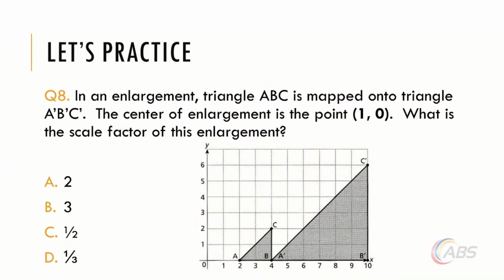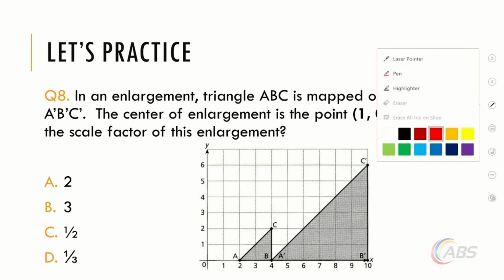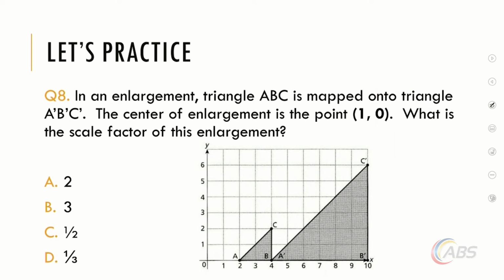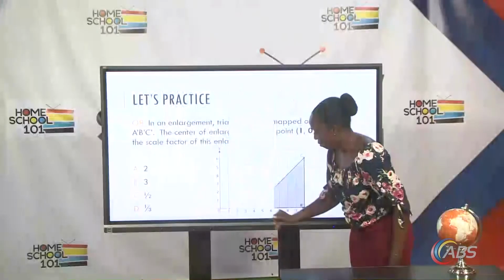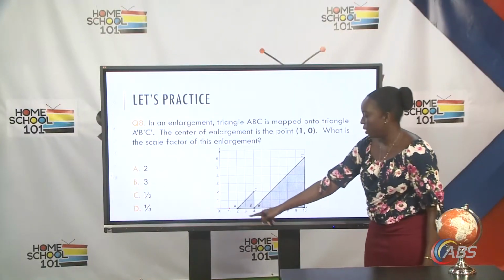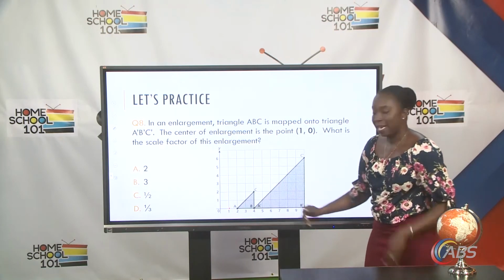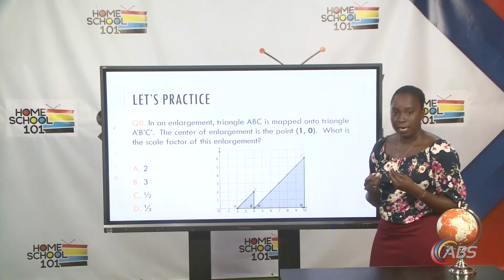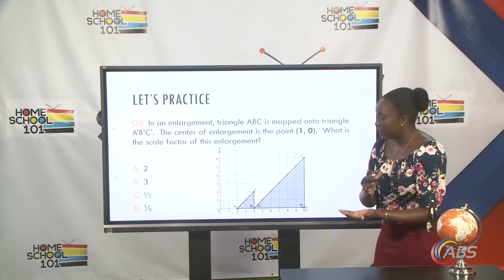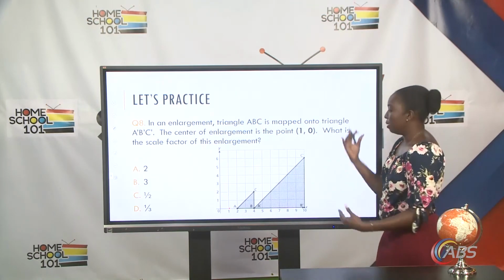So just remember what we talked about in the beginning when we looked at enlargement and the example that we had there. So we always need a point of enlargement. And they told us that our point of enlargement here is (1, 0). So that means our point of enlargement is there, (1, 0). So how do I get from (1, 0) to any point on the first triangle? And then how do I get from (1, 0) to some other point?